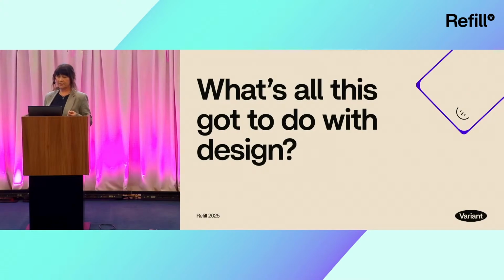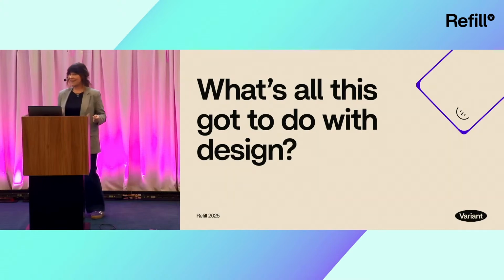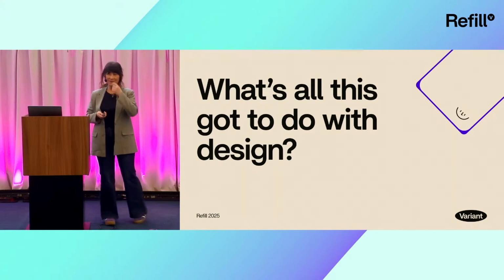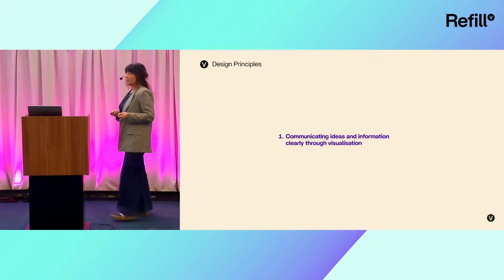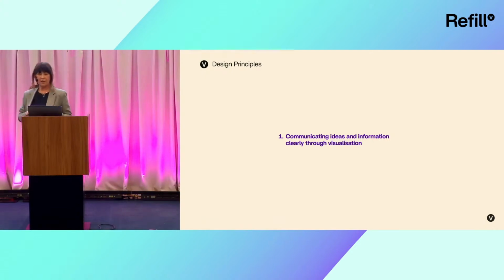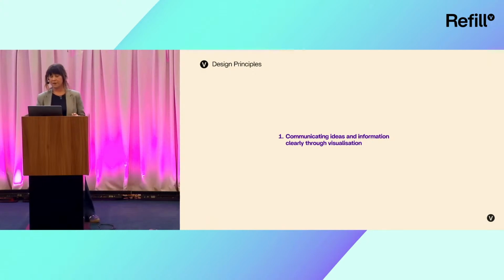So what's all this got to do with design? As a designer, the only designer that was on this course, I was thinking, this is quite interesting. There's loads of things that we do as designers every day that we maybe don't consider could have a huge impact in the way that we're working. Basically, communicating ideas and information clearly through visualization is a key thing that we do. And I want to talk through some design principles that I see helps how we can work together with other cross-disciplinary teams.